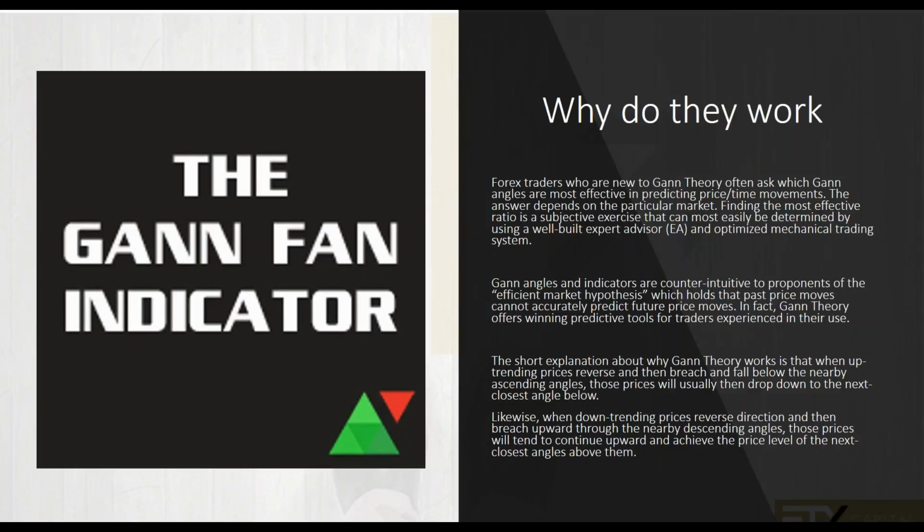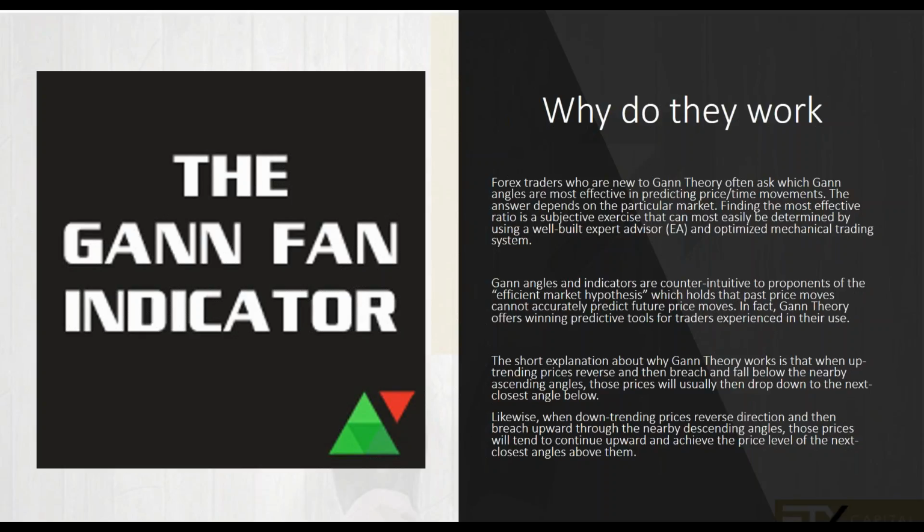Forex traders who are new to Gann theory often ask which angles are most important in predicting price-time movements. The answer depends on the particular market. Finding the most effective ratio is a subjective exercise. Gann angles and indicators are counterintuitive to the proponents of the efficient market hypothesis, which holds that past price moves cannot accurately predict future price moves. In fact, Gann theory offers winning predictive tools for traders experienced in their use.